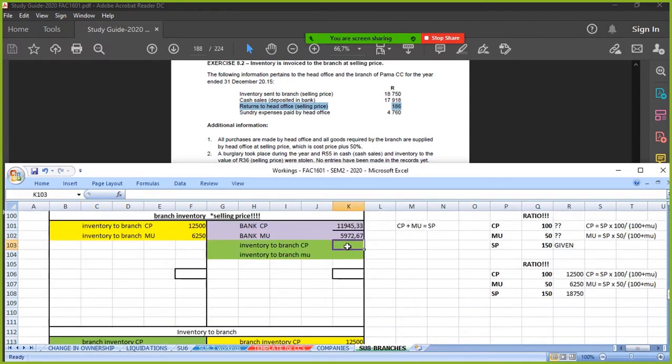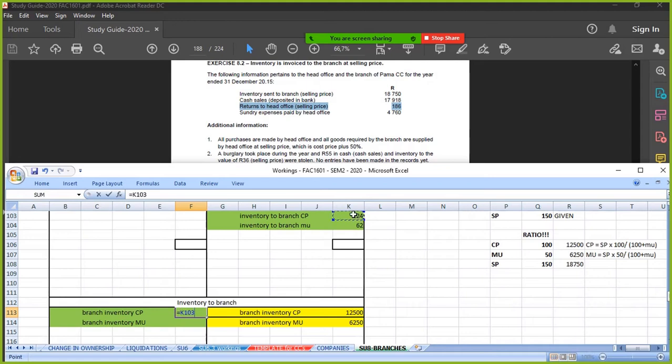Let's work out the amount. It was 186, so equals 186 times 100 divided by 150. 124. The branch markup is the difference or the 50% as a ratio. So there's the balance. Obviously 186 if you add the two together. That figure and that figure. Does that make sense? Still with me? Still making sense?